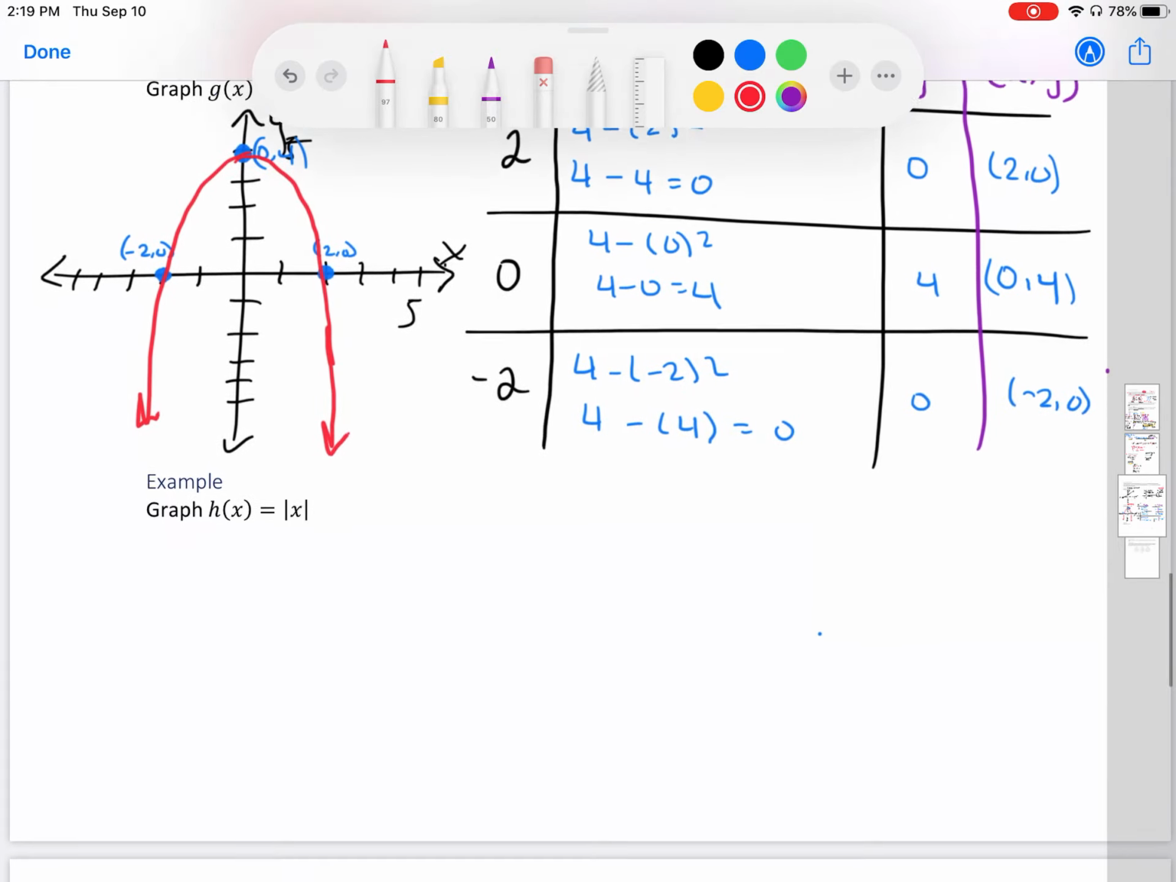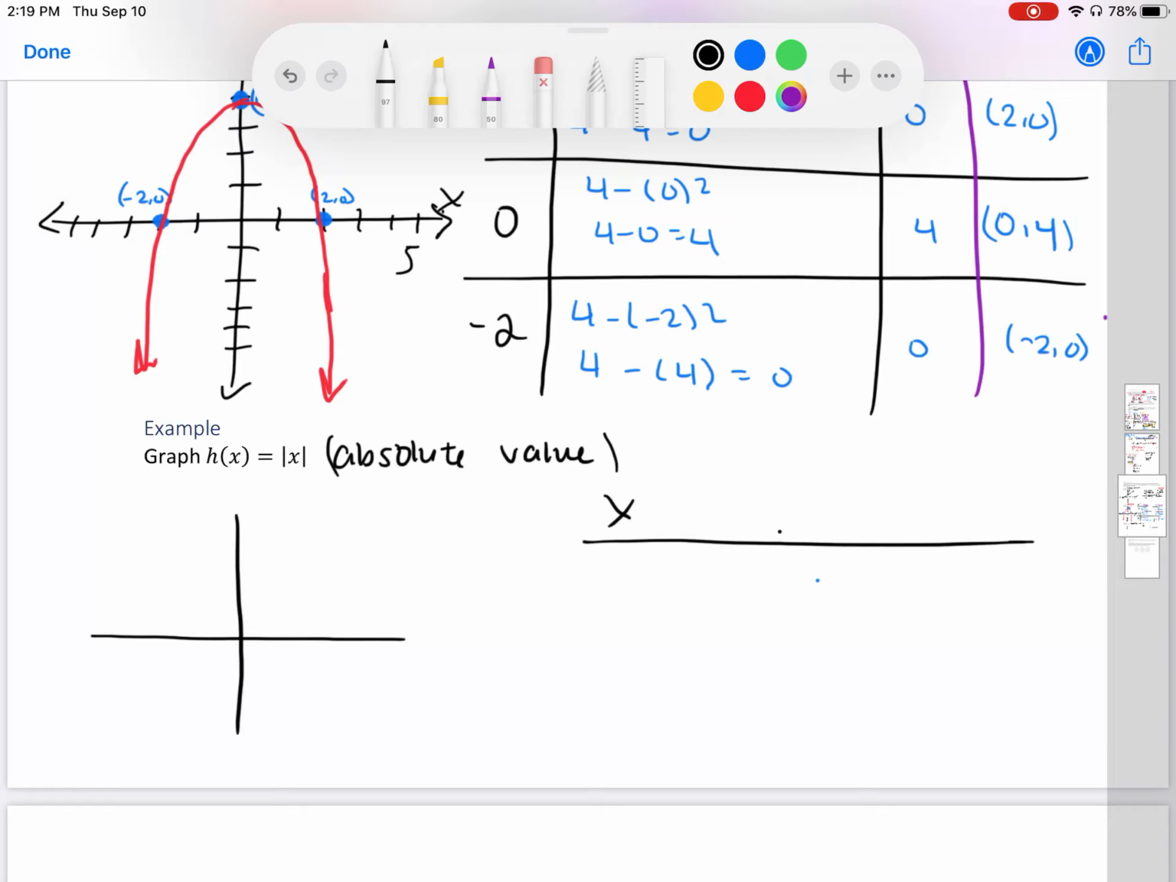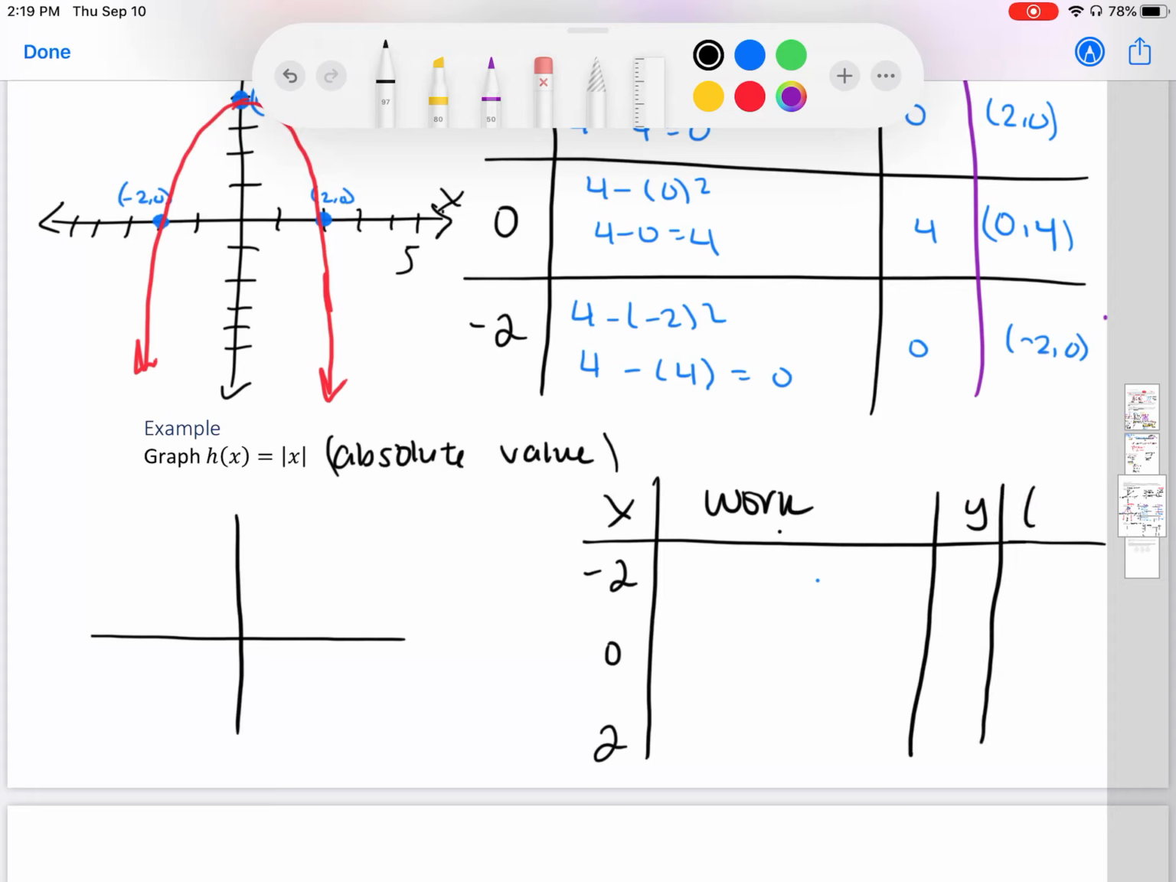Next example. This one is called an absolute value function. We haven't graphed one together, so let me help you out. Let's draw a chart, and let's pick the points -2, 0, and 2. I chose those for you carefully. Okay, let's give ourselves space to show our work and show our answer, and then finally show our point.